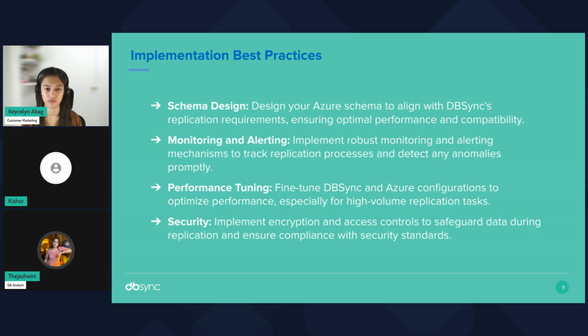The very first thing is schema design. You have to design your Azure schema to align with DBSync's replication requirements. That is when it will ensure the performance is optimal, and also that it is compatible with DBSync, and it syncs through without any hiccups. Next comes monitoring and alerting. We want to implement robust monitoring and alerting mechanisms to track these replication processes.